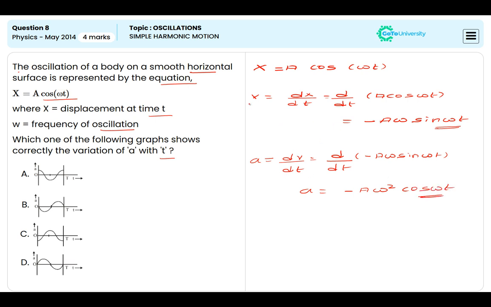Since here the velocity and acceleration are negative, the graph will start with the minus, that is, velocity is also in terms of minus and acceleration is also in terms of minus. This we can see in option number C. Option C is the right answer.